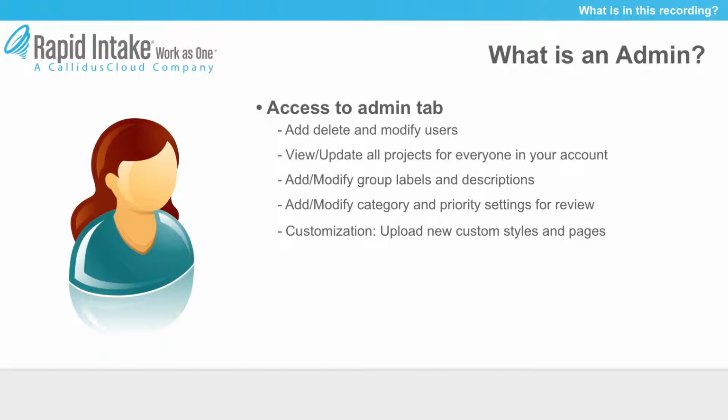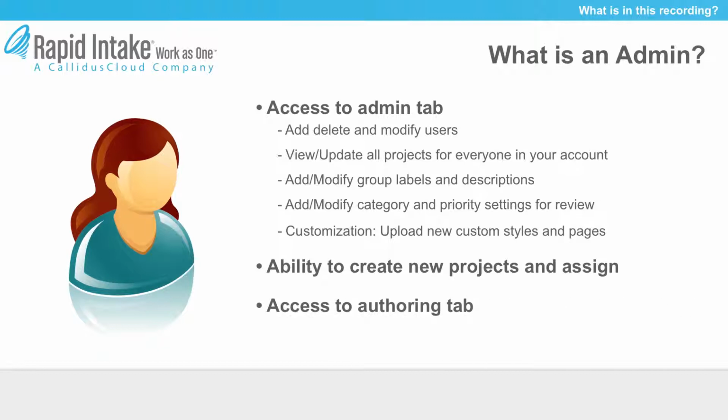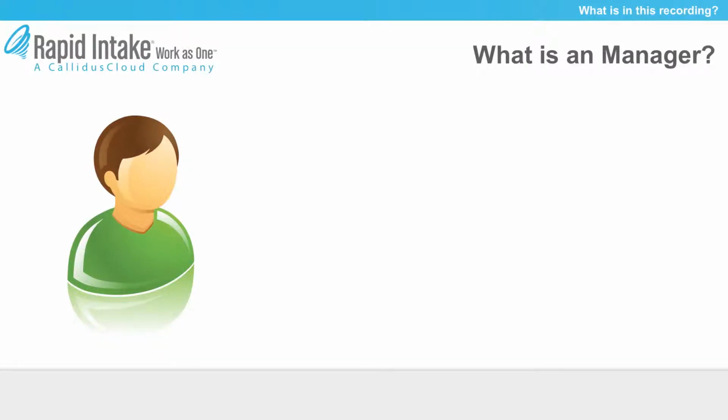If they're not an admin, they do not have access to be able to upload custom styles or upload custom pages as well. So if you have somebody on your team that needs that ability, they need to be an admin. The admin also has the ability to create new projects and assign other people to those projects when they're creating the project. They also have access to the authoring tab, so they can also build and modify projects and work on projects just like any other developer. And they also have access to review and leave feedback on other courses. And so they can go in and they can launch courses and leave feedback on those courses just like any reviewer can. So let's talk about what is a manager.